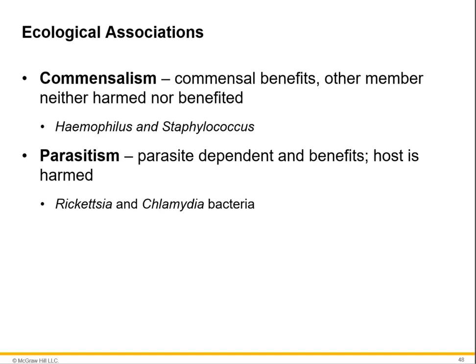In commensalism, the commensal organism is the one who benefits and the other organism is neither harmed nor benefited. We'll talk about Haemophilus and Staphylococcus. And then there's parasitism. The parasite depends on the host and benefits. The host is actually harmed. And we'll mention Rickettsia and Chlamydia here.